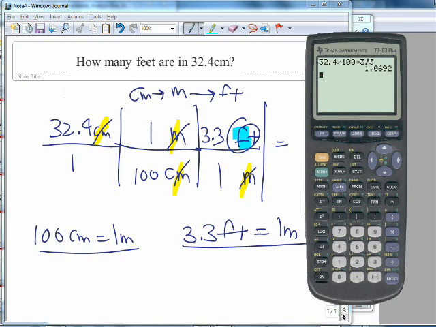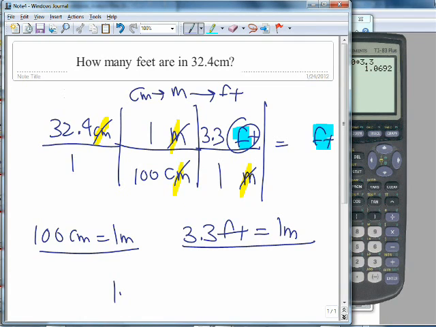If it was on bottom, we would divide it, and we get 1.0692. But we're looking at sig figs. Now, what sig fig should we use? Should we use 3.3 or 100? Here there's just 2 sig figs. Here there's 1 sig fig. And here there are 3.